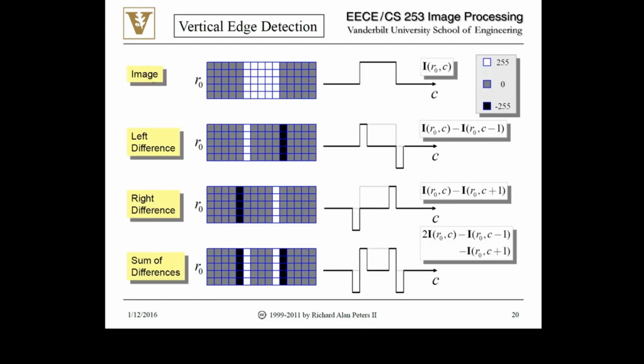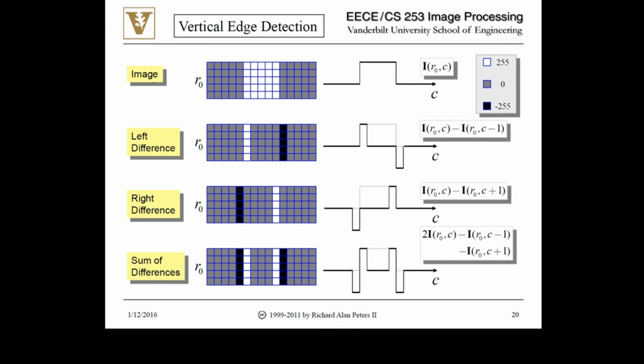Then, let us look at this again. We know already these kinds of expressions where we have derivatives in the x direction, and we know that I can have the left difference, that is one pixel minus the one on the left, or the right difference, that is one pixel minus the one on the right. And those two are approximations to the derivative.